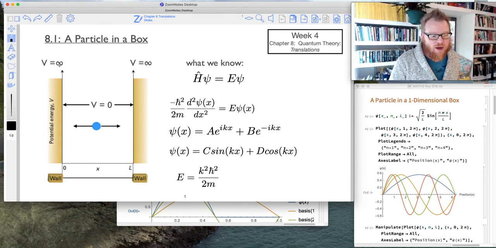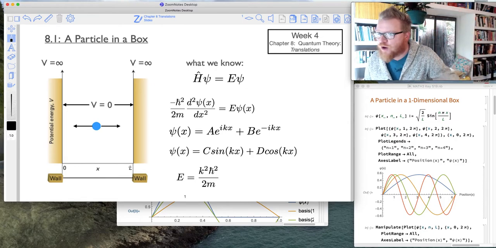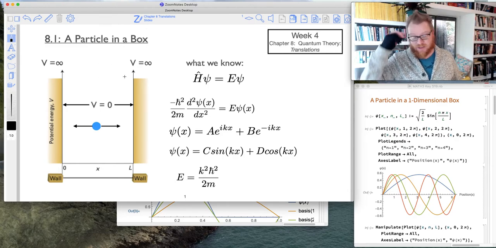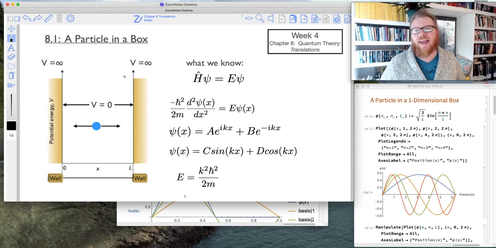So this is a well that our particle is trapped down in. And because it's infinite potential energy outside of the box, the particle can't escape. So we often will say this particle is confined to this box, okay? The particle is confined to the box or the infinite square well, okay?